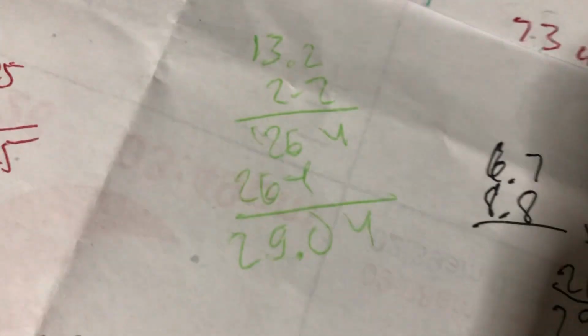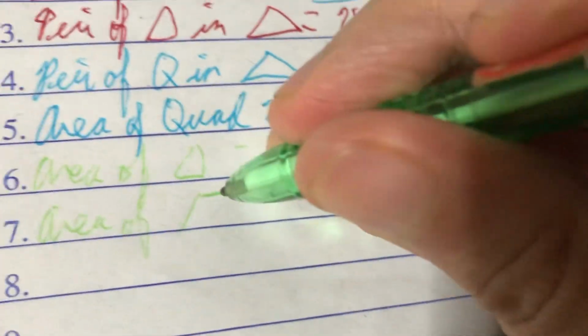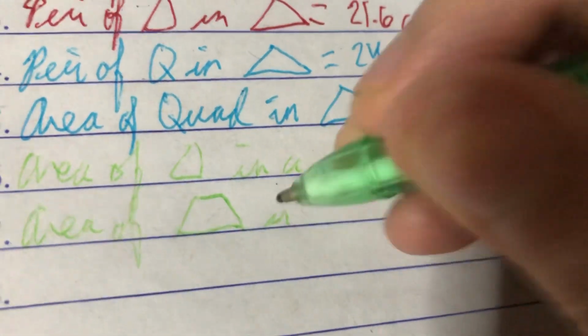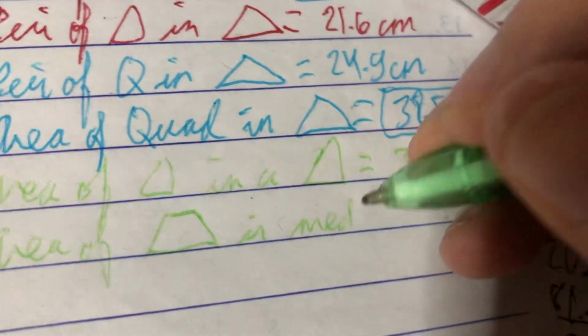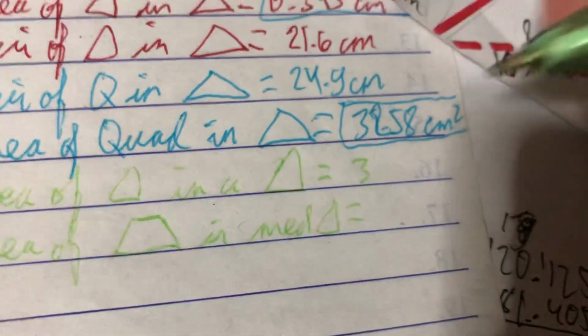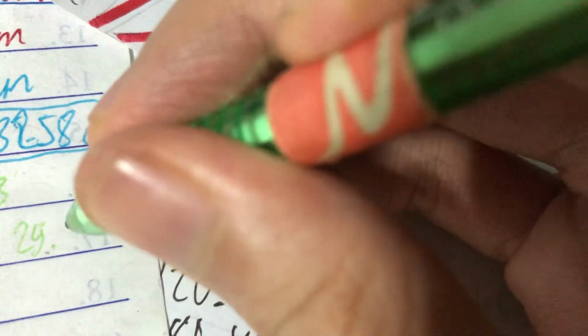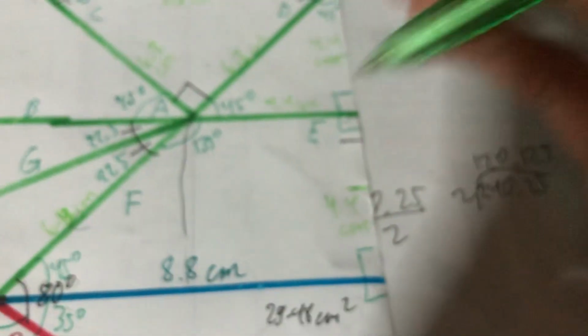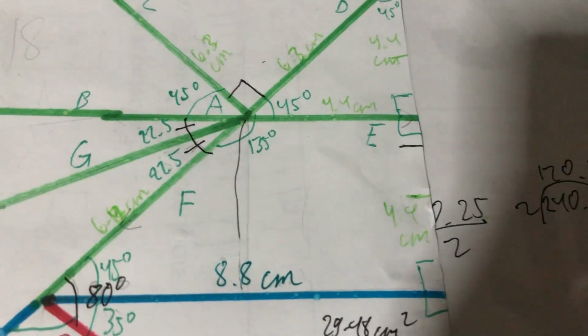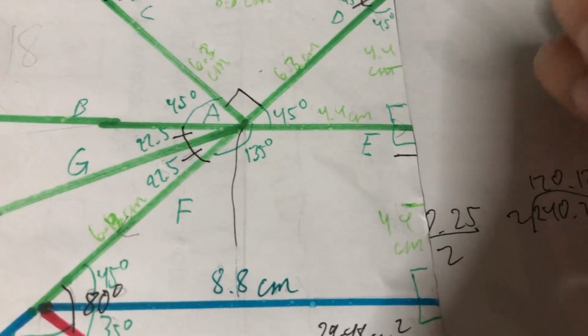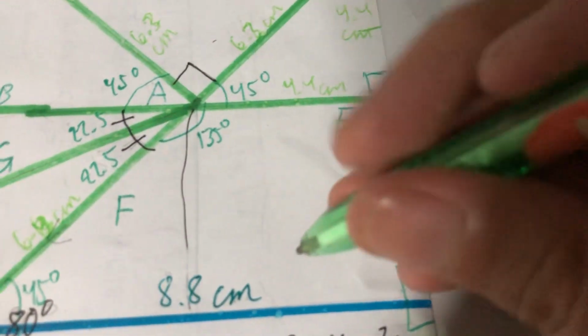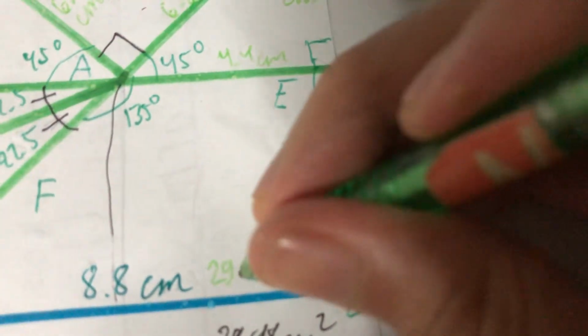Yes. Okay? So therefore, area of trapezoid in mid triangle is, what's the answer? 29.04. That is the one here. Now, if we're asked to get the area of this triangle that you see here, isusulat namin dito. So therefore, 29.04.